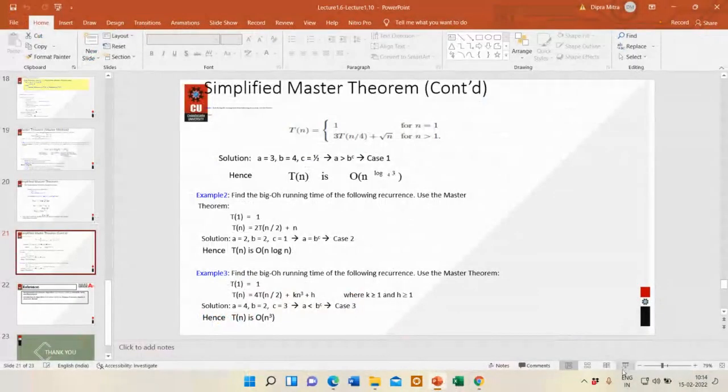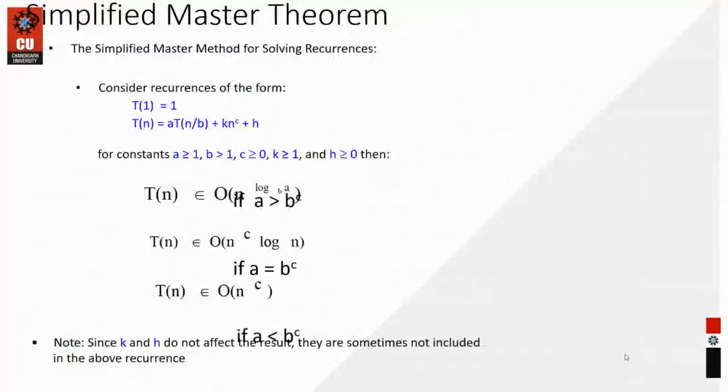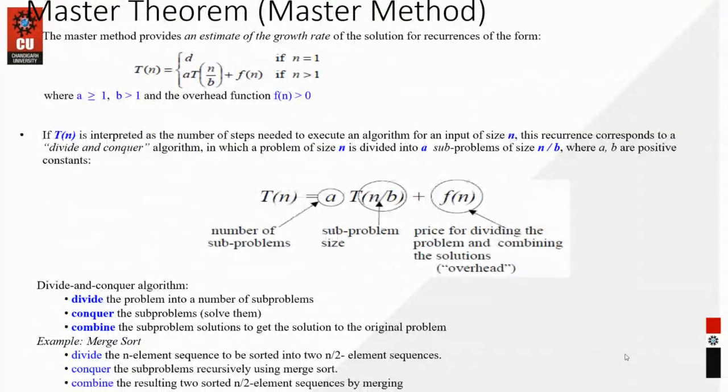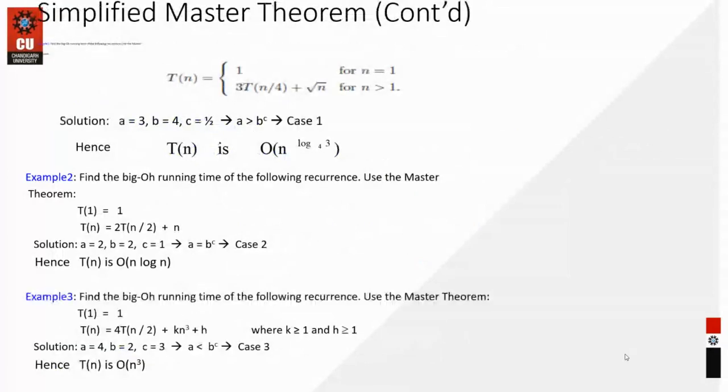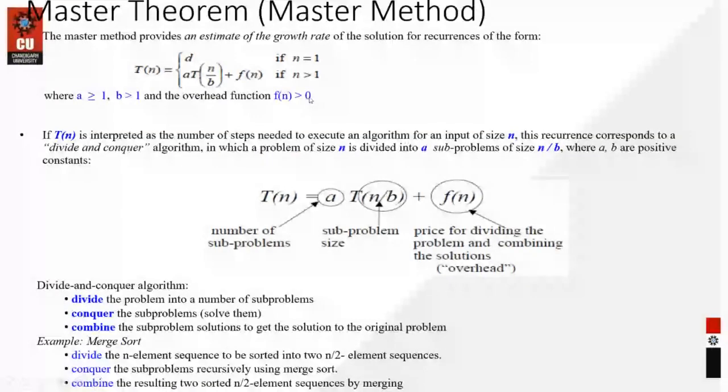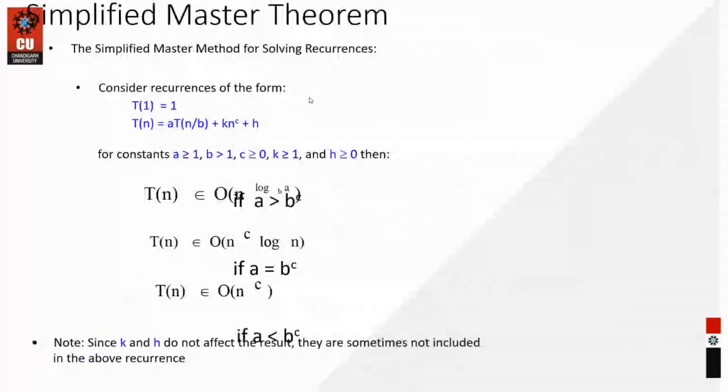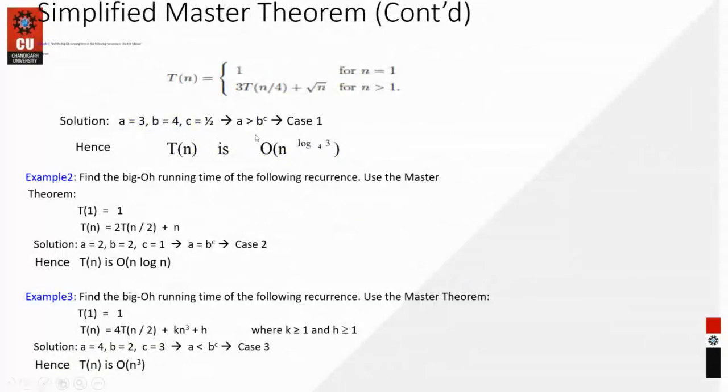Again I am just discussing: this is the master theorem, T of n equals a times T of n by b plus f of n. And this is the simplified example, T of n equals 3T of n by 4 plus root n. This is another example. If I am comparing this, you will get these values. If you have any confusion, please let me know how these values are calculated.